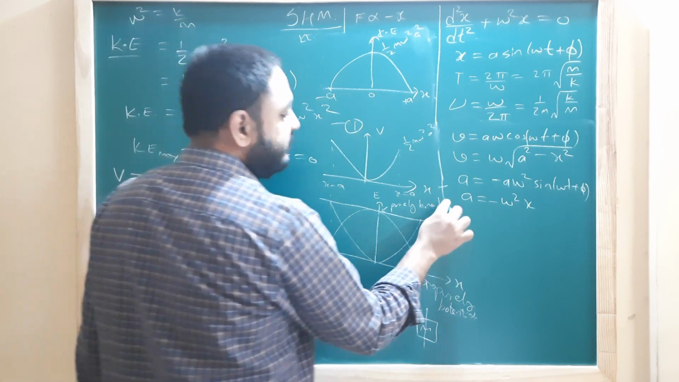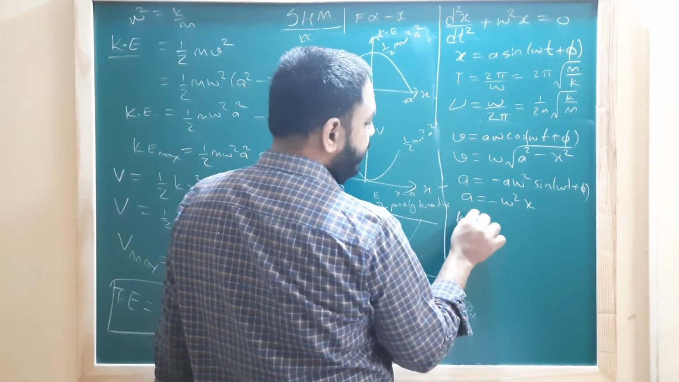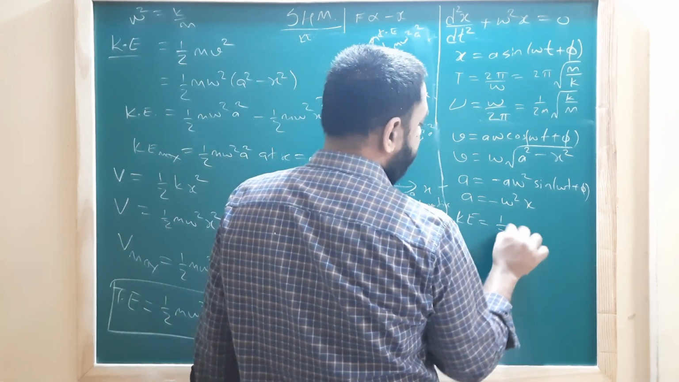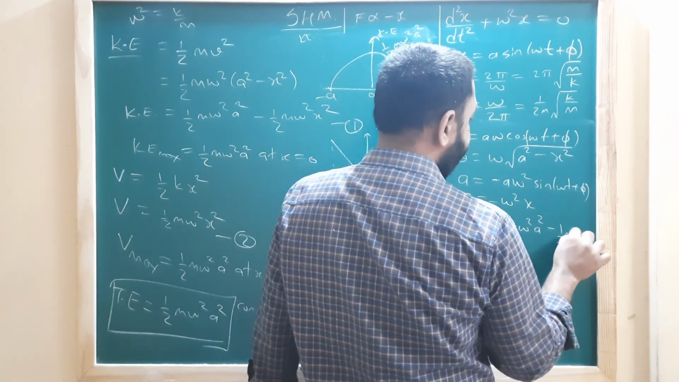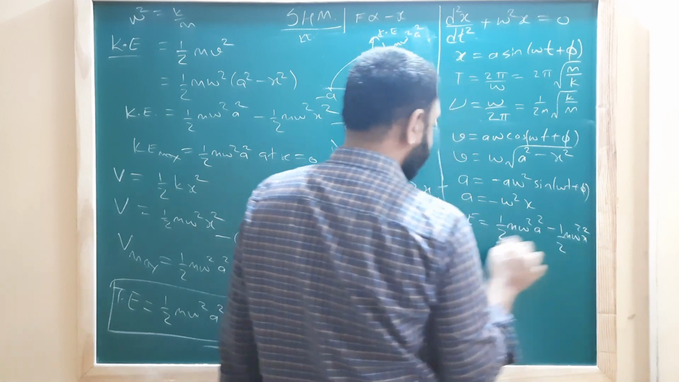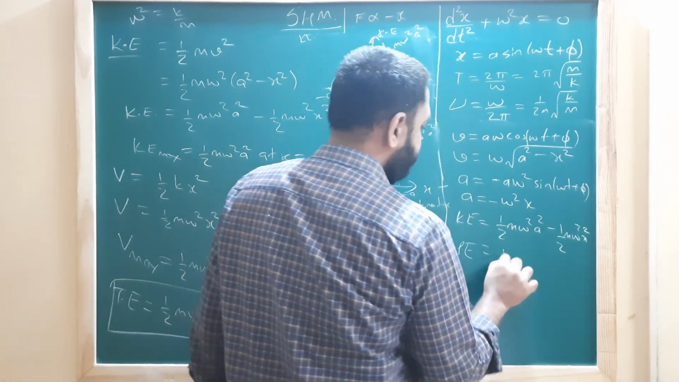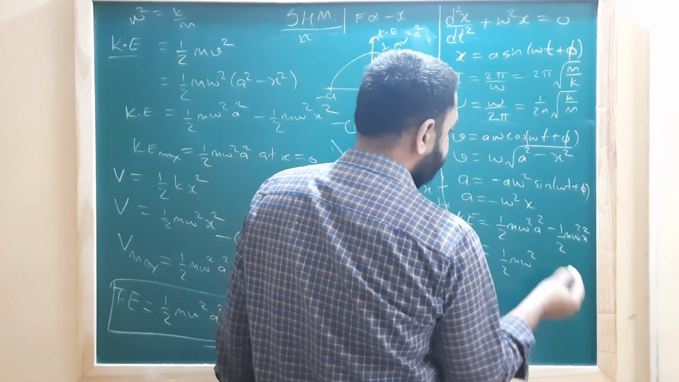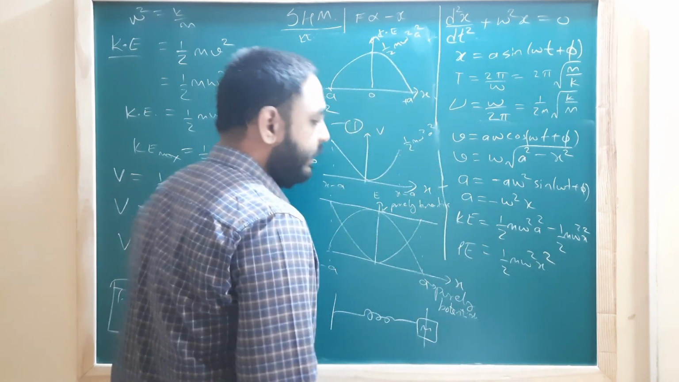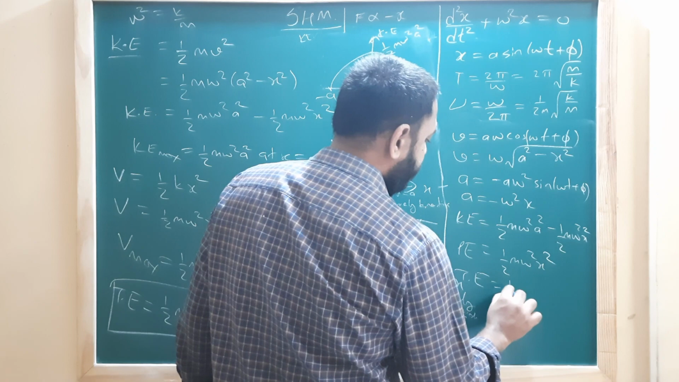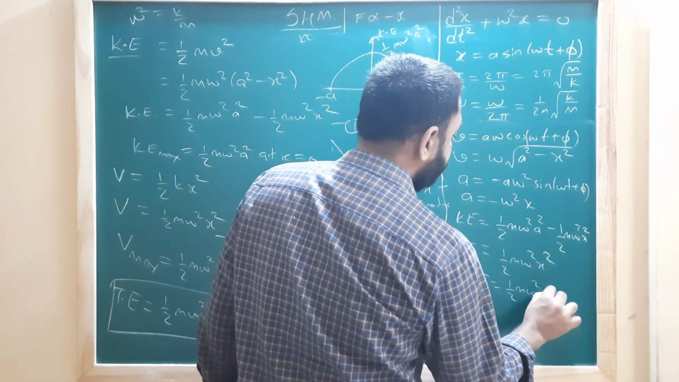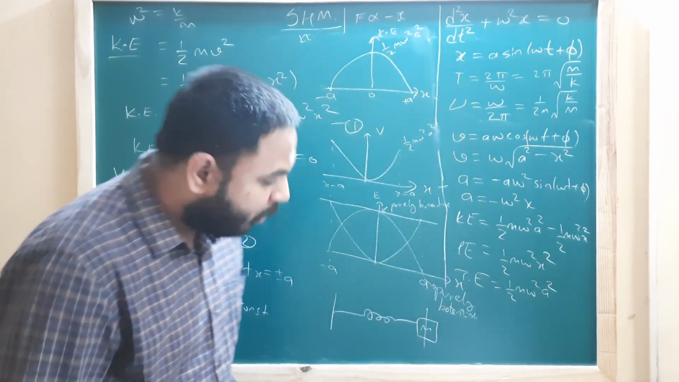Let us just write down this formula again. So the kinetic energy was half m omega square a square minus half m omega square x square, and the potential energy becomes half m omega square x square. Okay, and the total energy becomes half m omega square a square. So this is all about SHM.